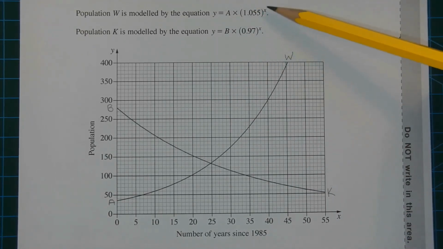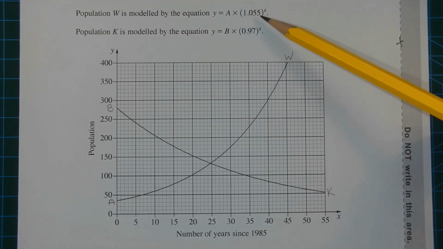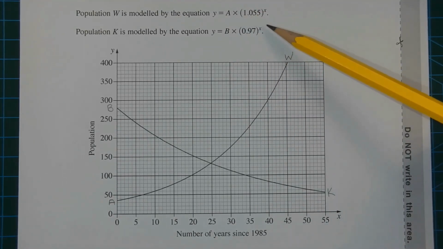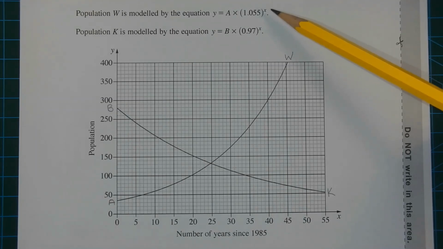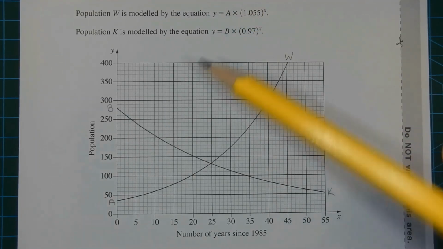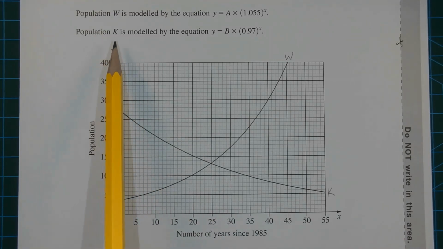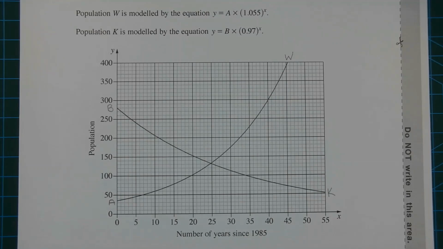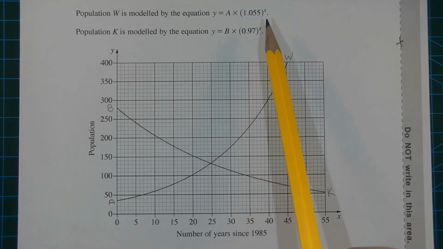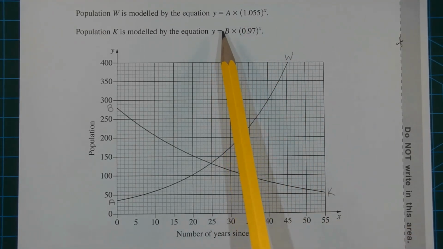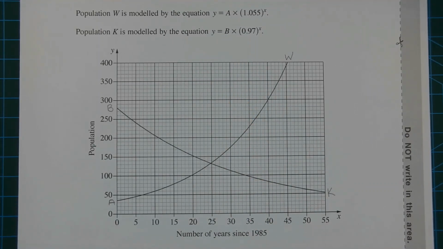Now when x is 0, 1.055 to the power of 0 is equal to 1. That means in 1985, y is equal to a, and that represents the initial population for population W. Same thing goes for population K. When x is 0, that represents the year 1985. 0.97 to the power of 0 is 1, so y is equal to b, and that represents the initial population of population K. And that corresponds to the y-intercepts of both curves. So here's a here, and here's b.